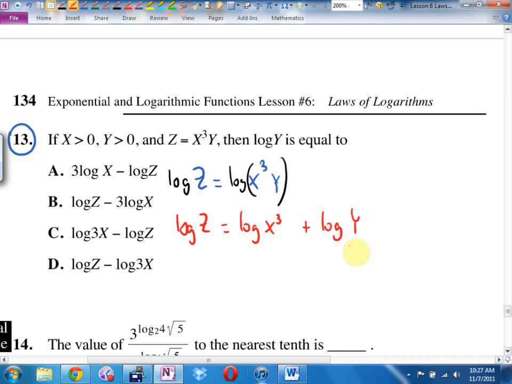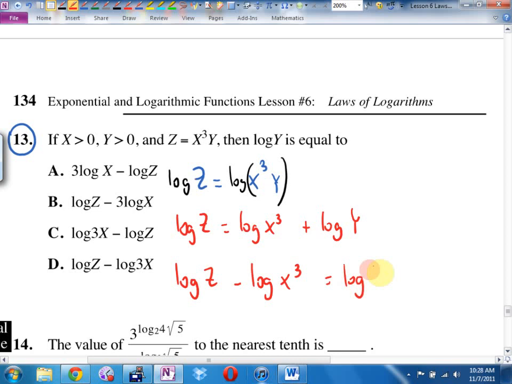Amanda, what were they asking me to find? No, it's not what they're asking me to find. They're not asking me to get what y is equal to. What are they asking me to find? What log y is equal to. How can I get the log y by itself here? Minus this over. Log z minus the log of x cubed equals log y.